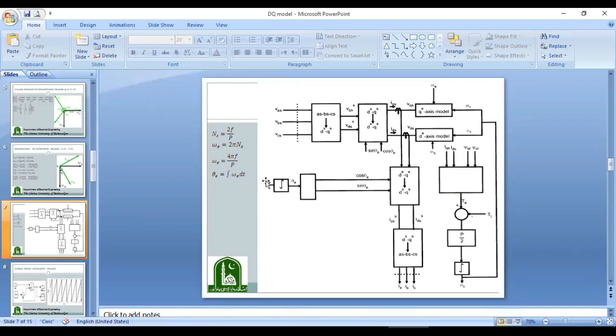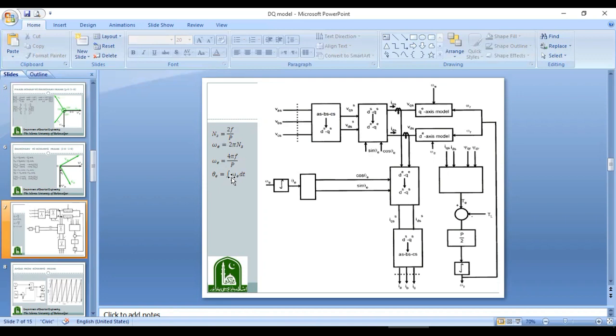Here the important thing is that we know the synchronous speed of the stator. The synchronous speed is equal to 2f over p revolutions per second, and omega e is equal to 2 pi n. If we put ns over here, we will get omega e equal to 4 pi f over p, and theta will be calculated by integrating this synchronous speed, and we will get theta e.